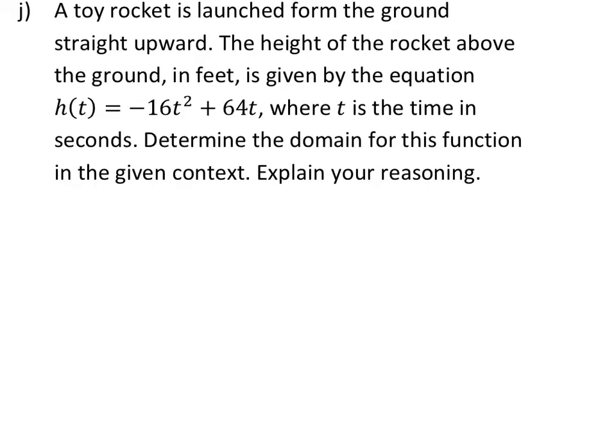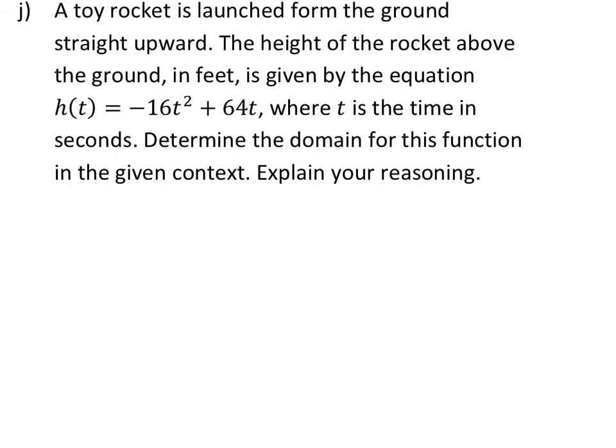Alright, let's look at letter J together. A toy rocket is launched from the ground, straight upward. So if you picture that, it should look like a parabola upside down, so opening downward, or that frowny face. The height of the rocket above the ground in feet is represented by the equation. So h of t is the height at time t. Negative 16t squared plus 64t, where t is time in seconds. Determine the domain for this function in the given context.